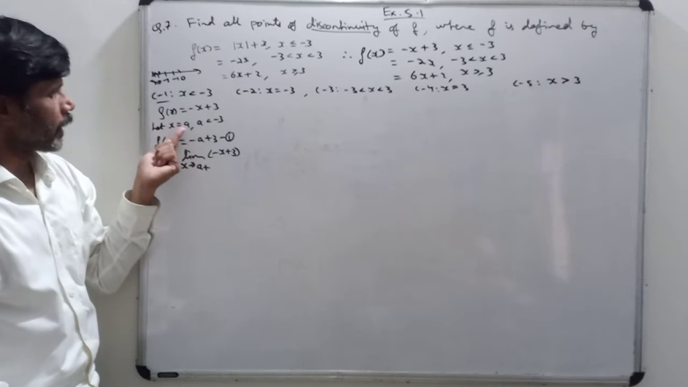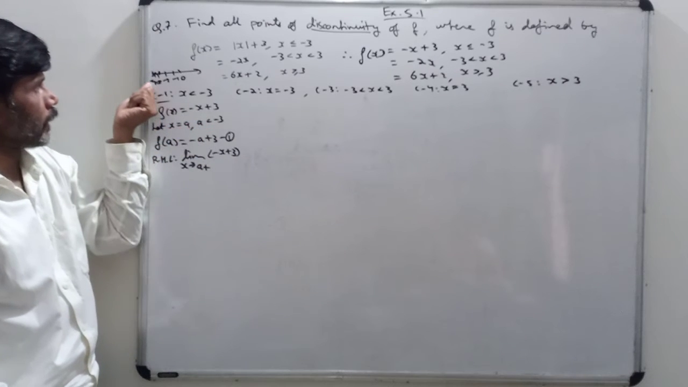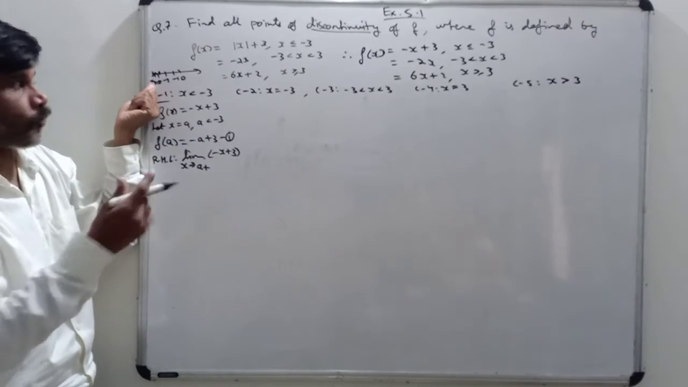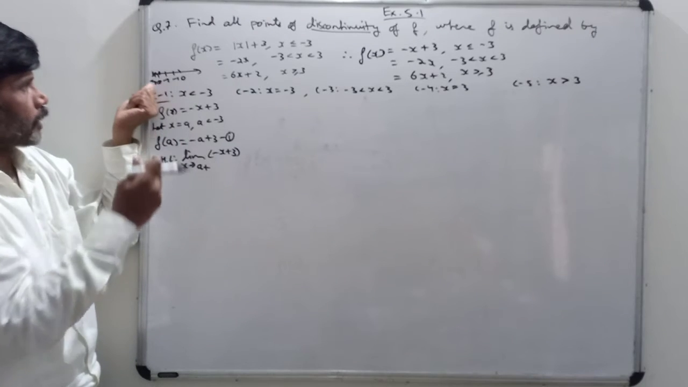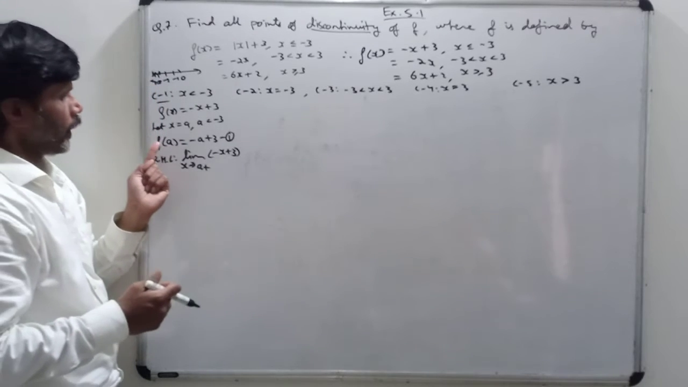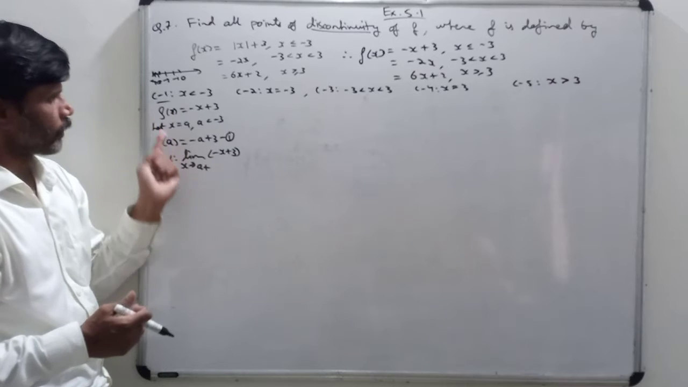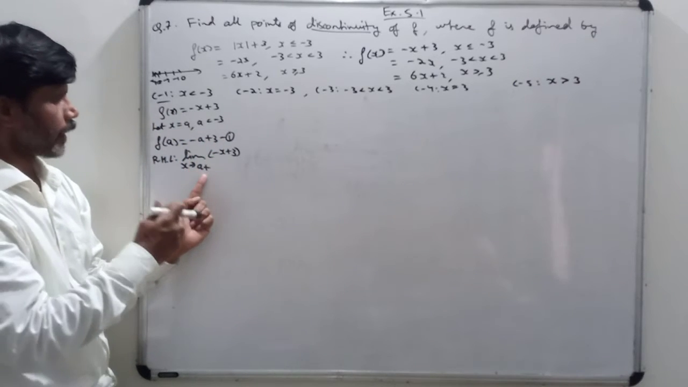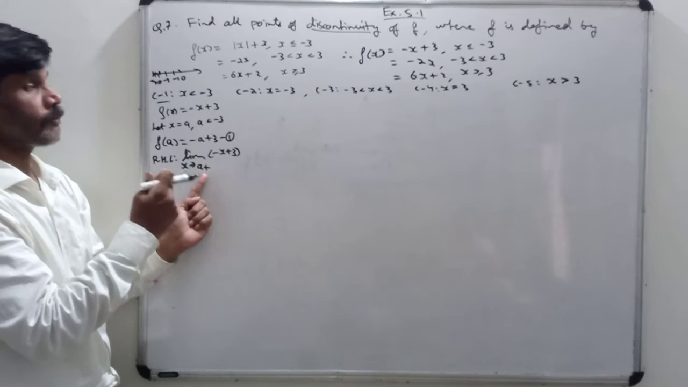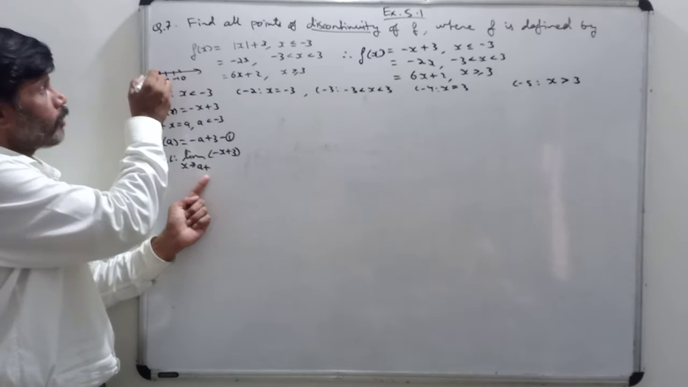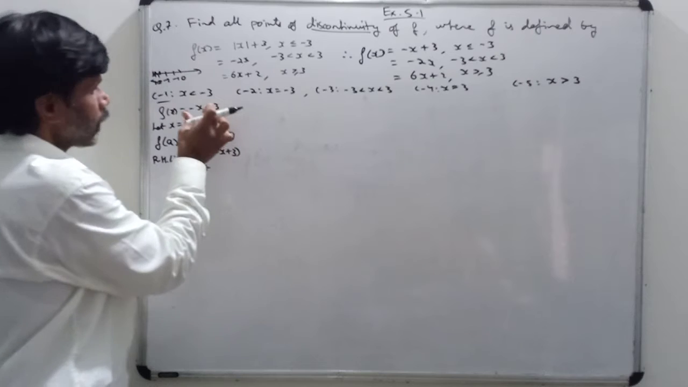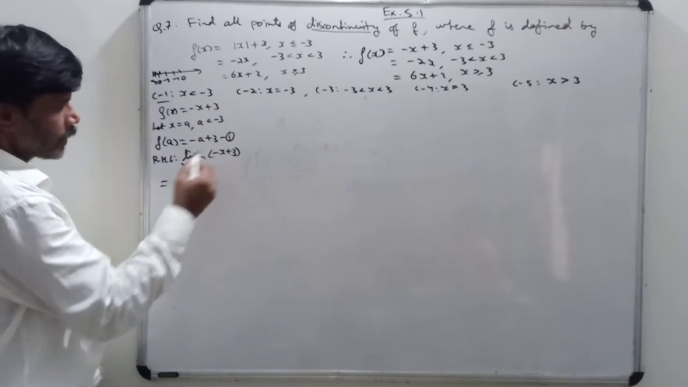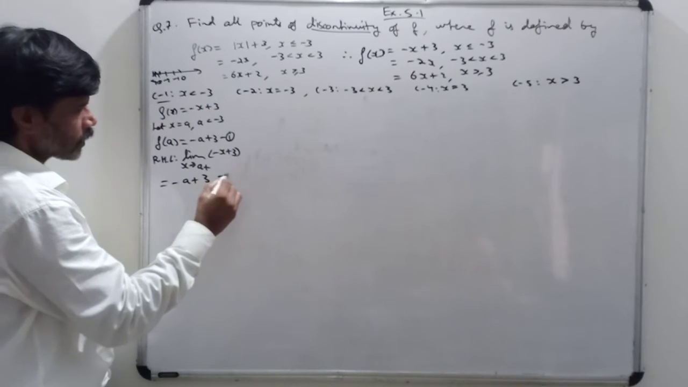Now we'll assume that x is equal to a, where a is less than -3. In mind we keep that a is -4. So f(a), in place of x we have kept a, so -a + 3 is result number 1. Now the right hand limit, x tends to a plus, means -4 plus, means -3.99, which is less than -3. So the function will remain the same. Now apply the limit: -a + 3, give it result number 2.